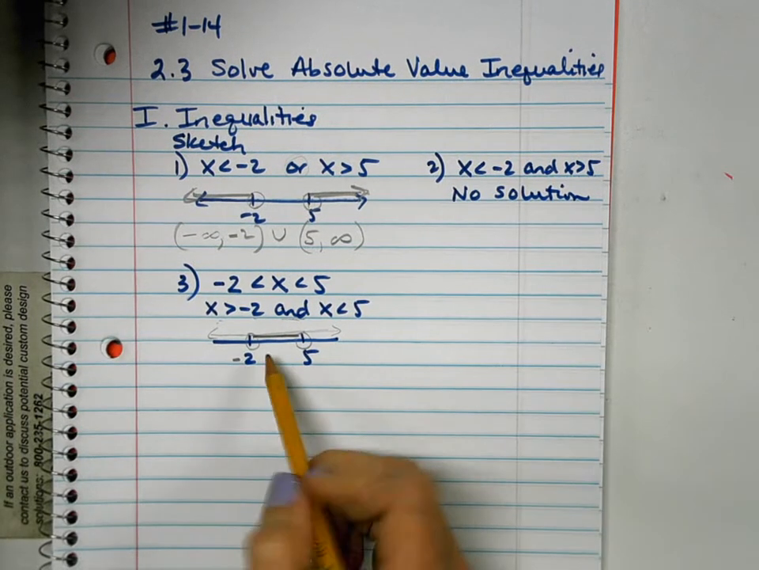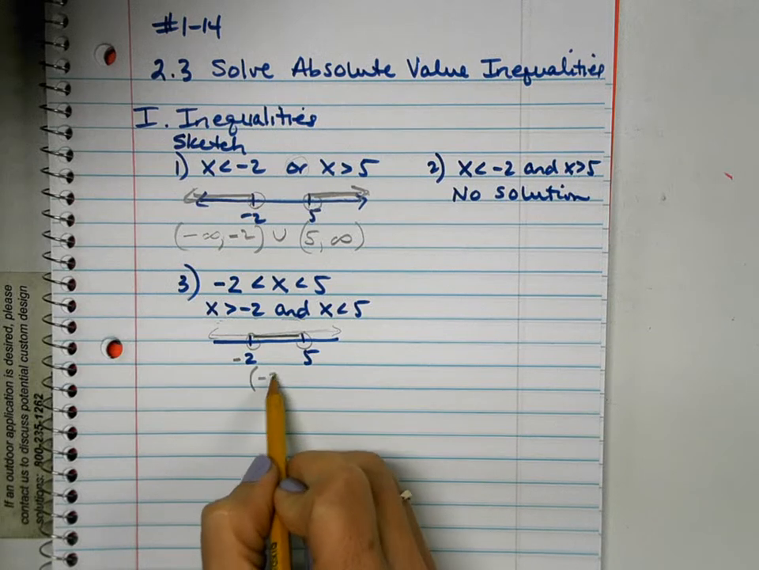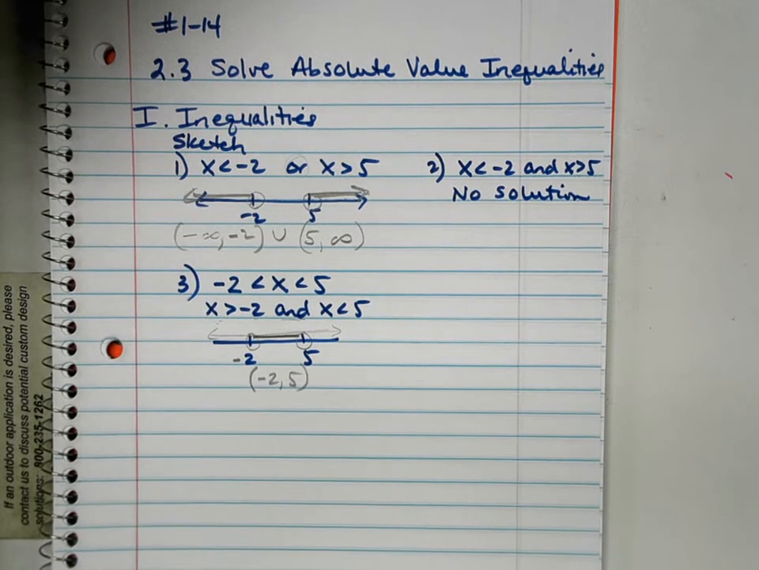Okay, writing this in interval notation, we'd go parentheses -2 to 5, close the parentheses. So that would be an and, where it was everything in between -2 and 5.